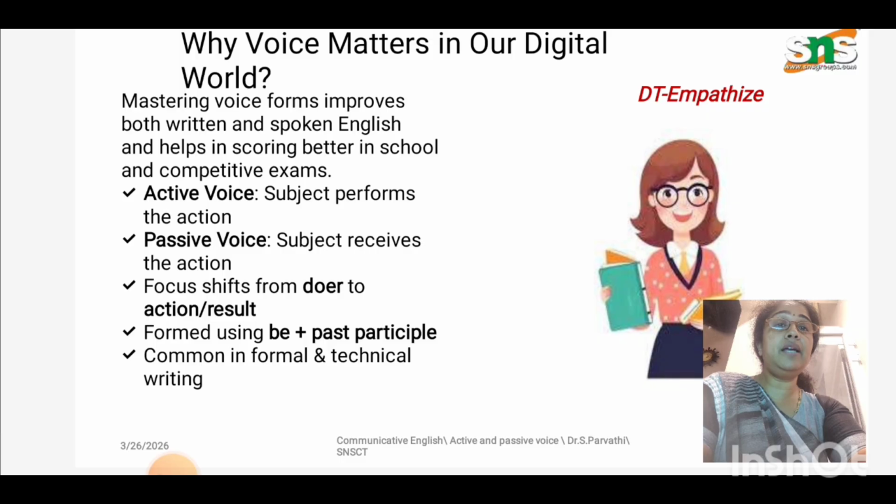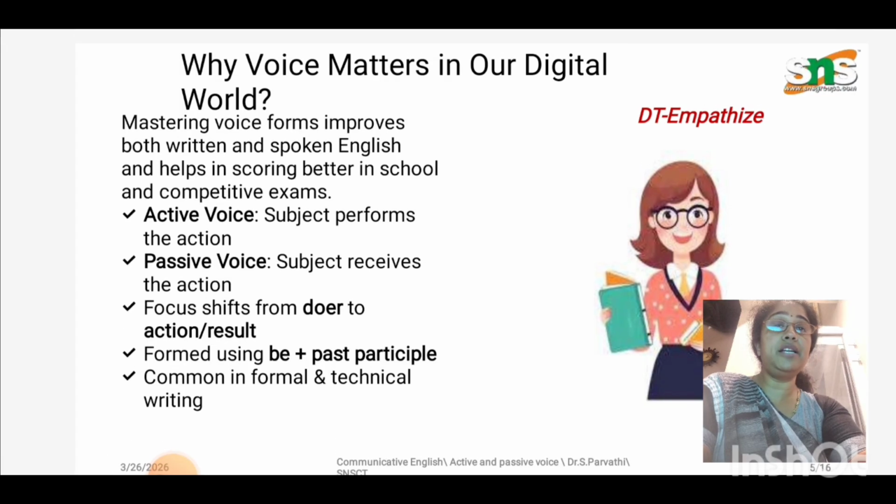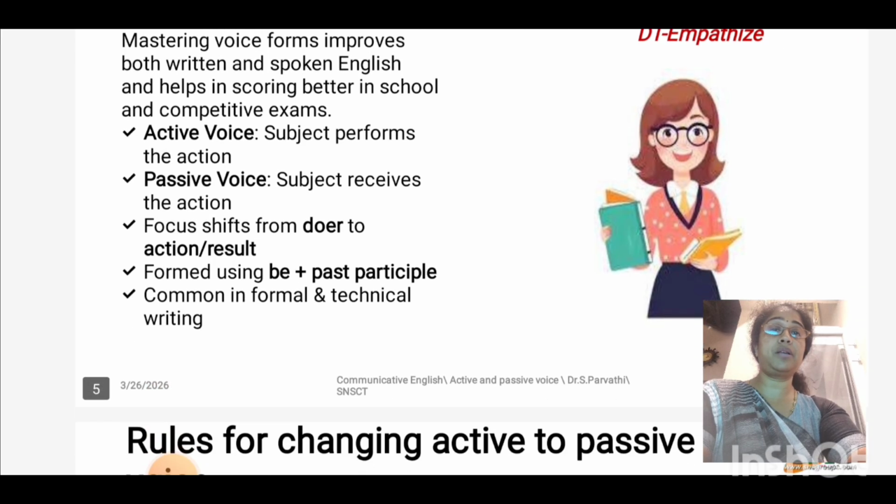This is again why voice matters in our digital world, because mastering voice forms improves both written and spoken English. It helps in scoring better in school and competitive exams. Sometimes if you want to escape from plagiarism, you can change active to passive voice, or passive to active voice, to avoid plagiarism.